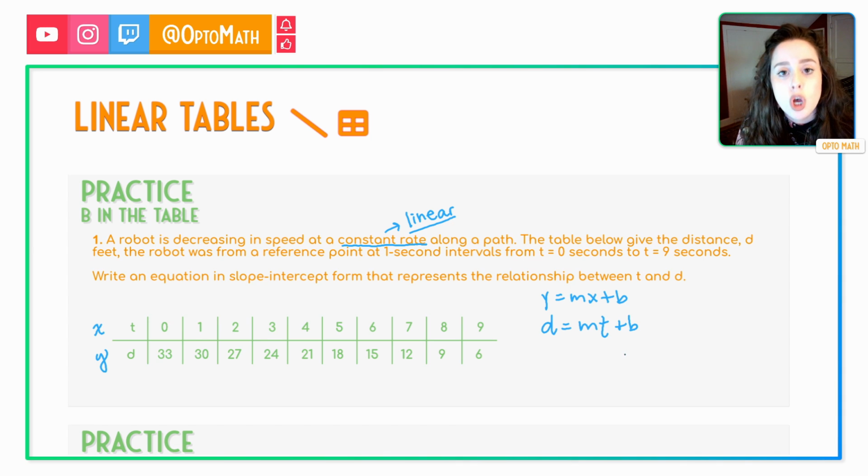Now we need to find our slope and our y-intercept. Your slope is still going to be m, your y-intercept is still going to be b. And when we finish our equation, those won't be m and b anymore, they'll just be the numbers we find.